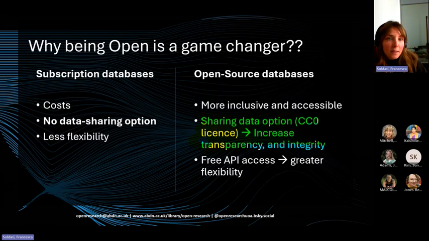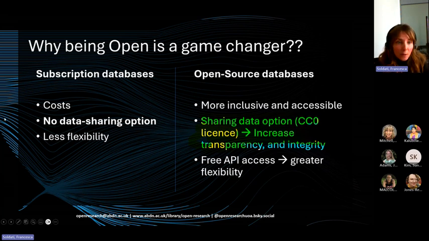So, why is it important? Because you might say, okay, there are many of these citation databases available. So why OpenAlex? What's the difference with OpenAlex? The difference is that it is open source. And why is being open such a change? Why is it such a difference?